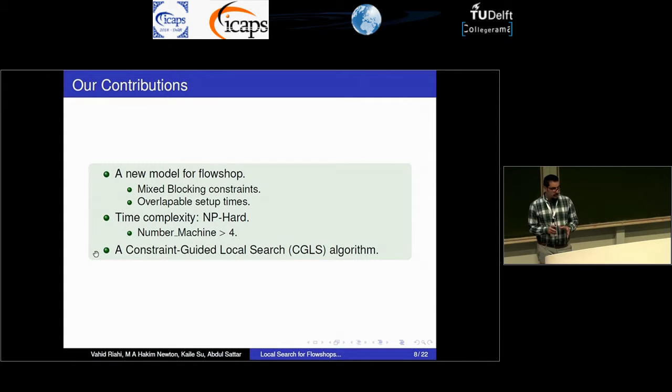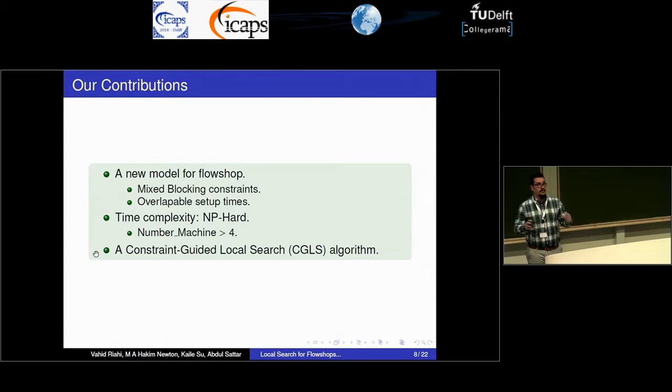So in this paper, we consider a model for the Flowshop that considers both mixed blocking constraints plus setup times in an overlappable scenario, and we show, not shown here but shown in the paper, that this problem is NP-hard when the number of machines is more than 4, 5, 6. So as I mentioned, the search space in this problem is too big.